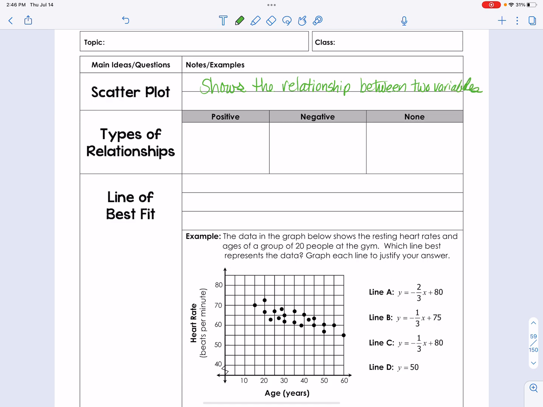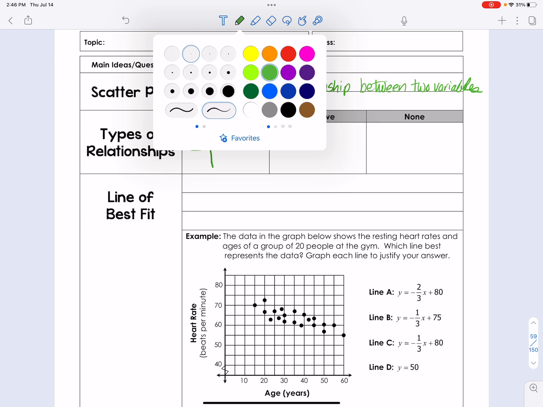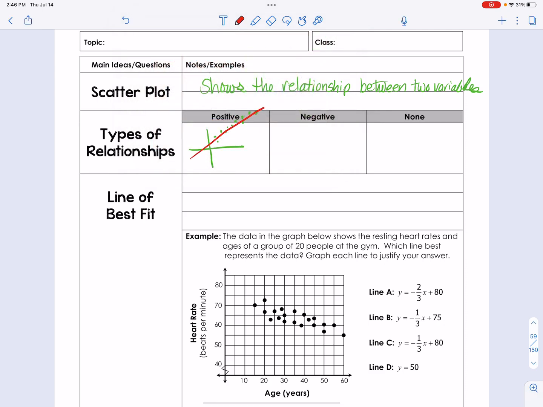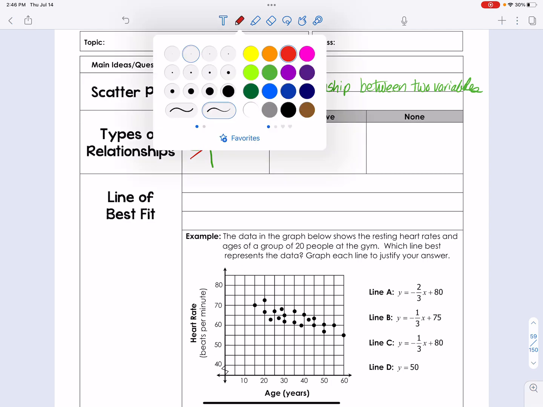So you're going to have graphs. There are different types of relationships. There's a positive relationship. That means I'm going to have a bunch of data points that don't quite make a line, but I could draw a line through them. And when I draw that line through them, it's going up. So they call this a positive correlation.